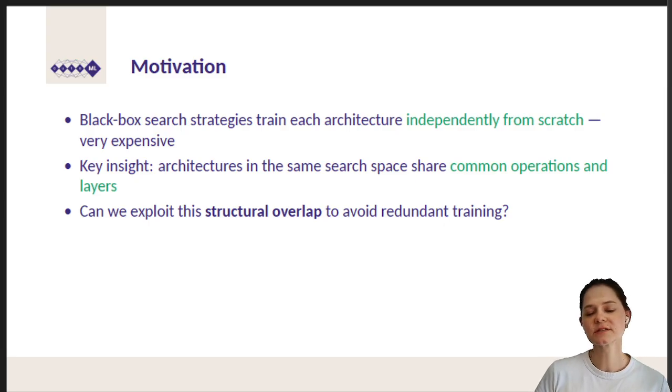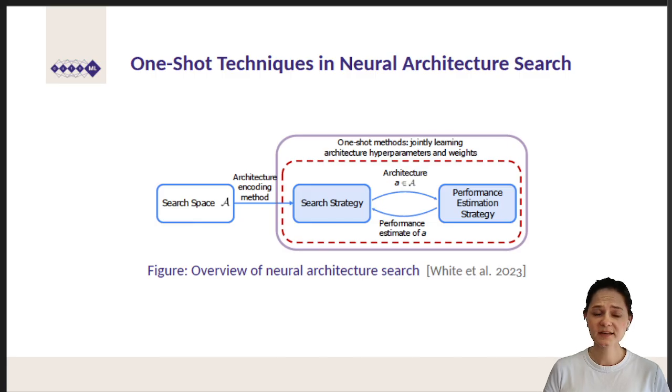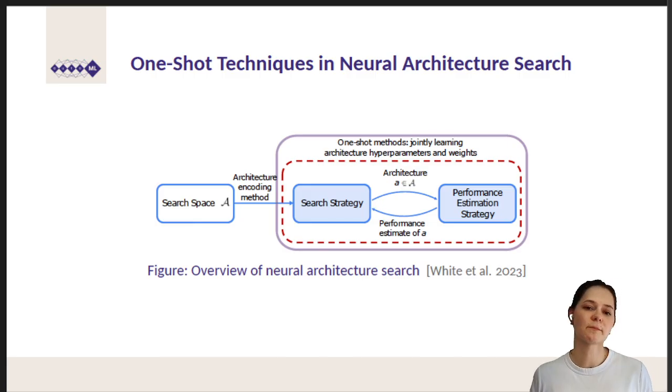So the motivation for this lecture today is that black box search strategies, for example, Bayesian optimization or evolutionary algorithms, train each architecture independently from scratch, which is a very expensive approach. However, the key insight is that architectures in the same search space also share common operational layers. So therefore, the question is, can we exploit the structural overlap to avoid redundant, unnecessary, expensive training? With the key question of, is it possible to train all architectures at once by sharing weights across them and select the best one without any additional training? And that's where the very efficient NAS method, one-shot methods, come in.